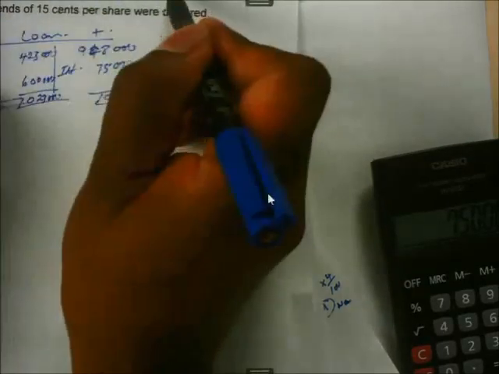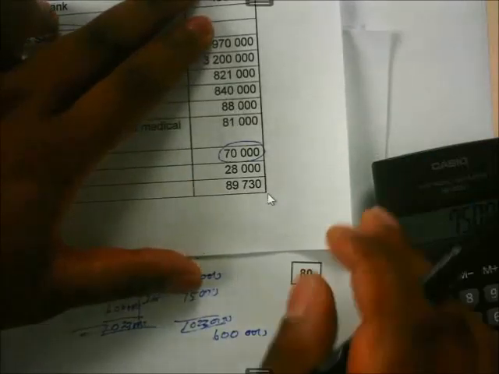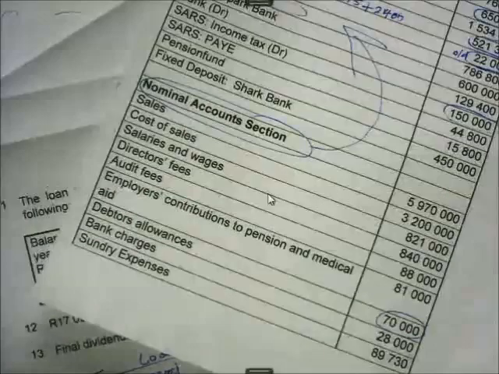And the last adjustment, they say 17,000 still owed to SARS for income tax. Now, you go to your pre-adjustment trial balance. When you go to your pre-adjustment trial balance, you will see that during the year, we have already paid SARS 150,000. Those were our provisional tax payment. But on top of that, we still owe 17,000. That will simply mean that our total tax liability was 167,000.